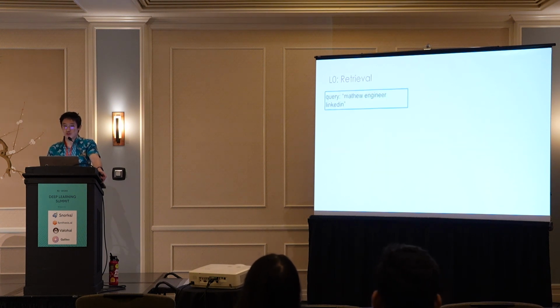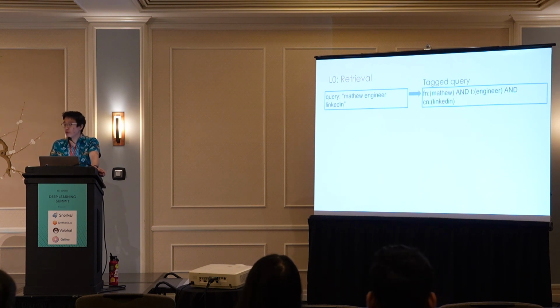So let's talk about retrieval a little bit so that you can better understand where these documents come from, so that when we rank them, it makes a little bit more sense. So first, I type in some query here. For example, Mathew, engineer, LinkedIn. And our query right here is just a sequence of characters. There's no meaning attached to the sequence of characters yet, so we need to attach some meaning to it. We get a tagged query, so the idea is we tag different terms in the query to attach them to real-world entities, hopefully.